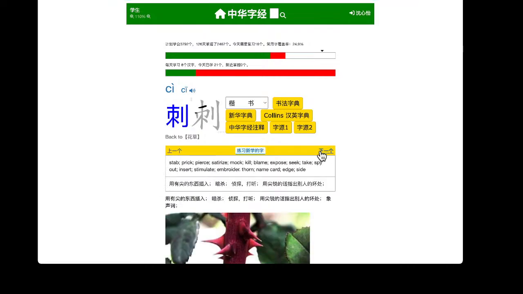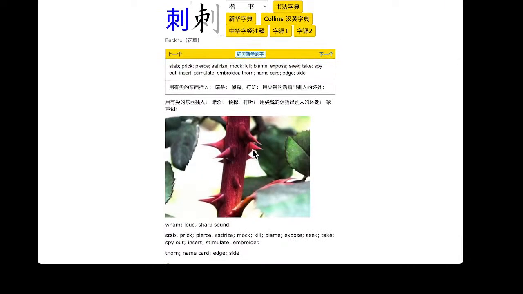Next one, 刺. 刺 is this thing. Okay, so stab. Used as a verb it means stab, prick, pierce. Or use it metaphorically, like satirize, mock. Okay, mock something, called 讽刺. It also means kill, like 刺客, that means assassin. 刺客, 被刺, that means being assassinated. Okay, so blame, expose, seek, 刺探.